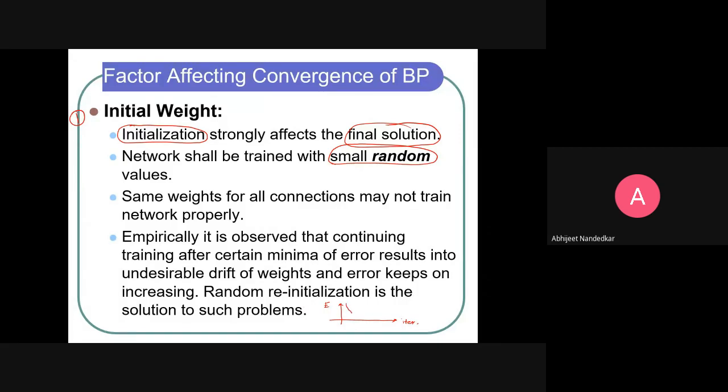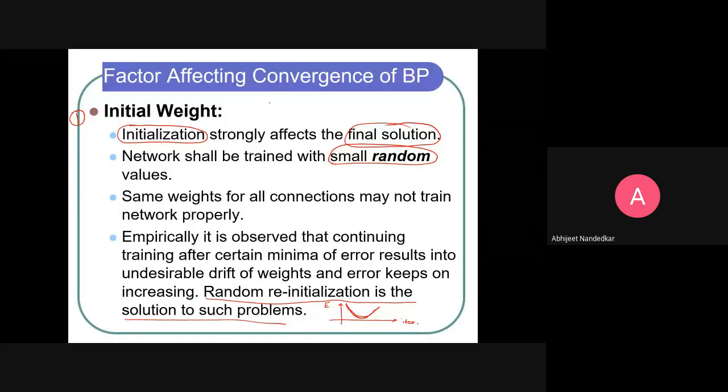You may observe that error is falling down. For some time it is here, it reaches minimum and again it's coming up. So if you observe such a situation in your network, the best solution is to randomly reinitialize your network. That is a practical solution. If you find such a drift of weights and error is increasing, then you should note that your initialization, or rather random initialization of weights, was not good, and you should reinitialize the weights.